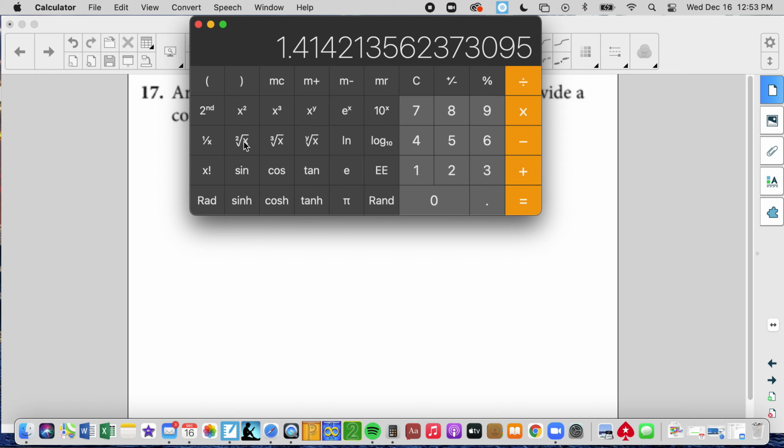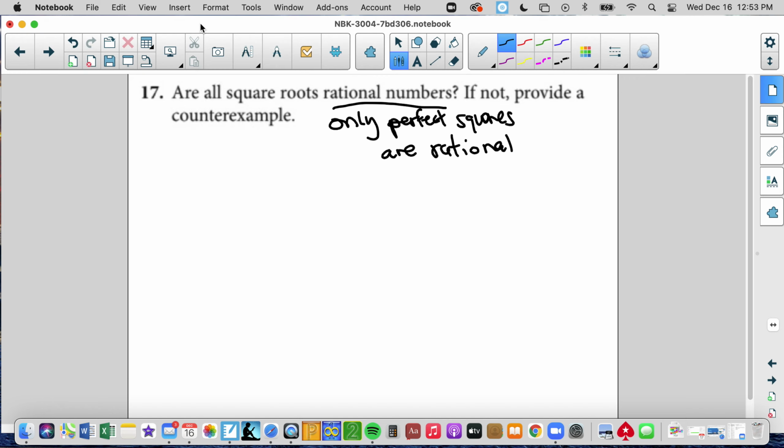An irrational number is a number that never ends and never repeats. Even though it only goes to 5 on this calculator, that number continues on. So this would be considered irrational. All non-perfect squares are irrational. So that's actually the majority of square roots. The majority of radicals are irrational. It's a very few number that are rational, and those are the perfect squares.